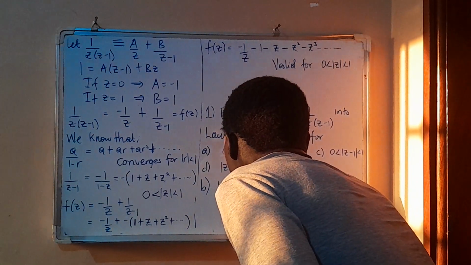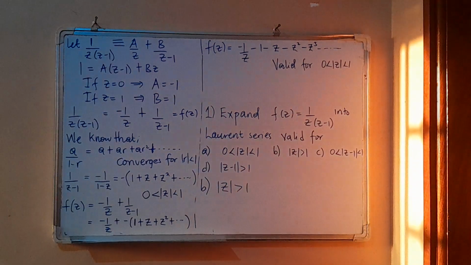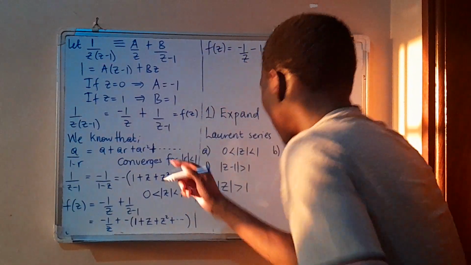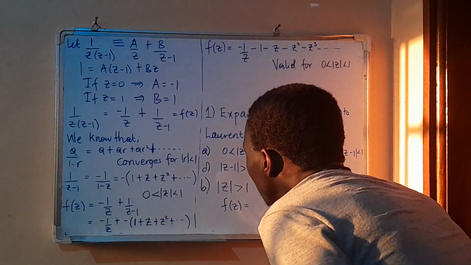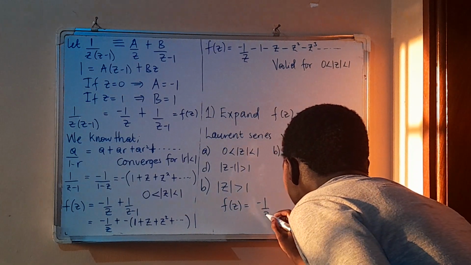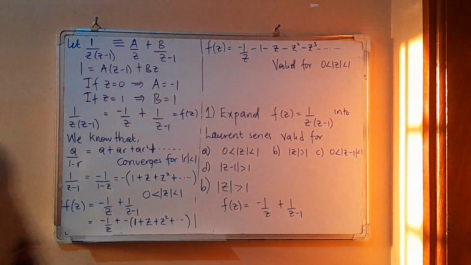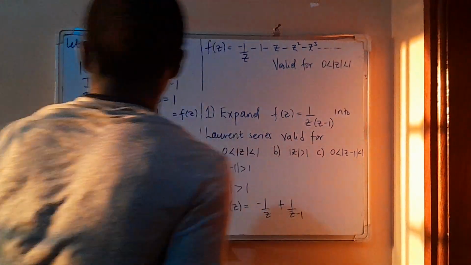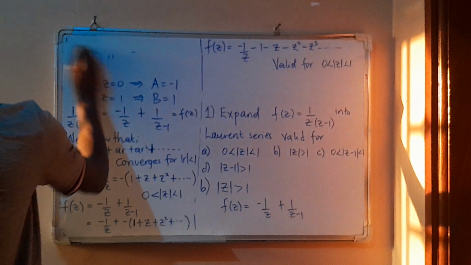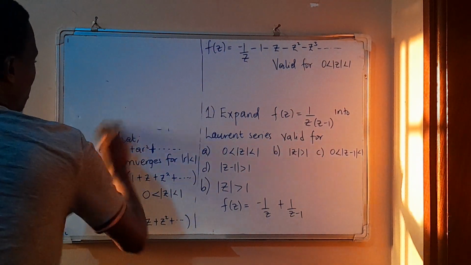Part B, where we want the series representation valid for absolute z greater than 1. So we have our function already in partial fraction form, plus 1 over z minus 1. So we are going to break this down to get the series representation valid for the required region.